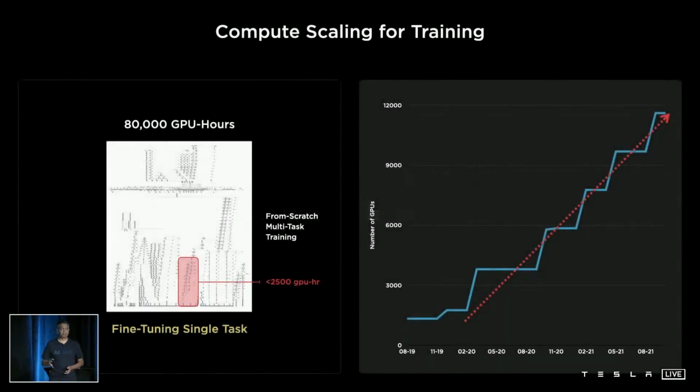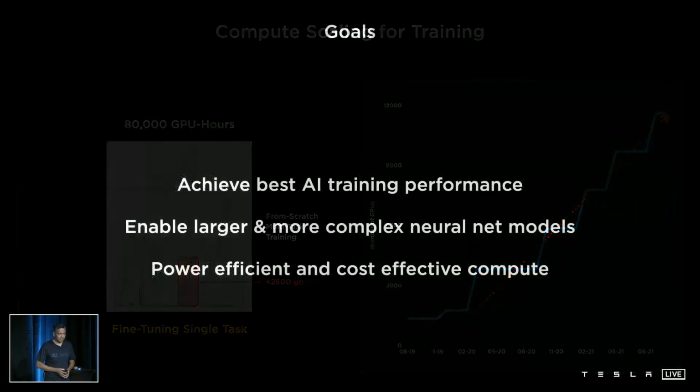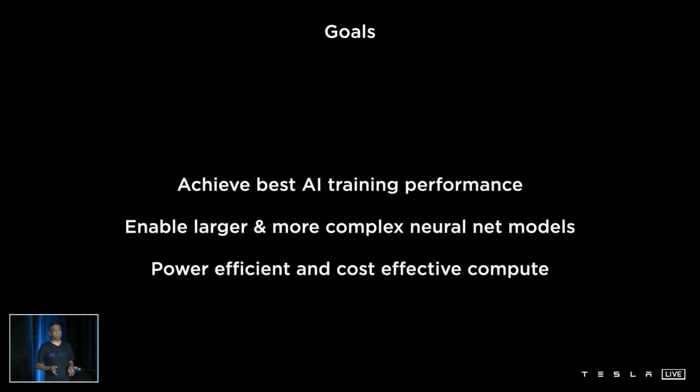As you saw from Milan, there's an insatiable demand for speed as well as capacity for neural network training. And Elon foresaw this, and a few years back, he asked us to design a super fast training computer, and that's how we started Project DOJO. Our goal is to achieve best AI training performance and support all these larger, more complex models that Andrej's team is dreaming of, and be power efficient and cost effective at the same time.